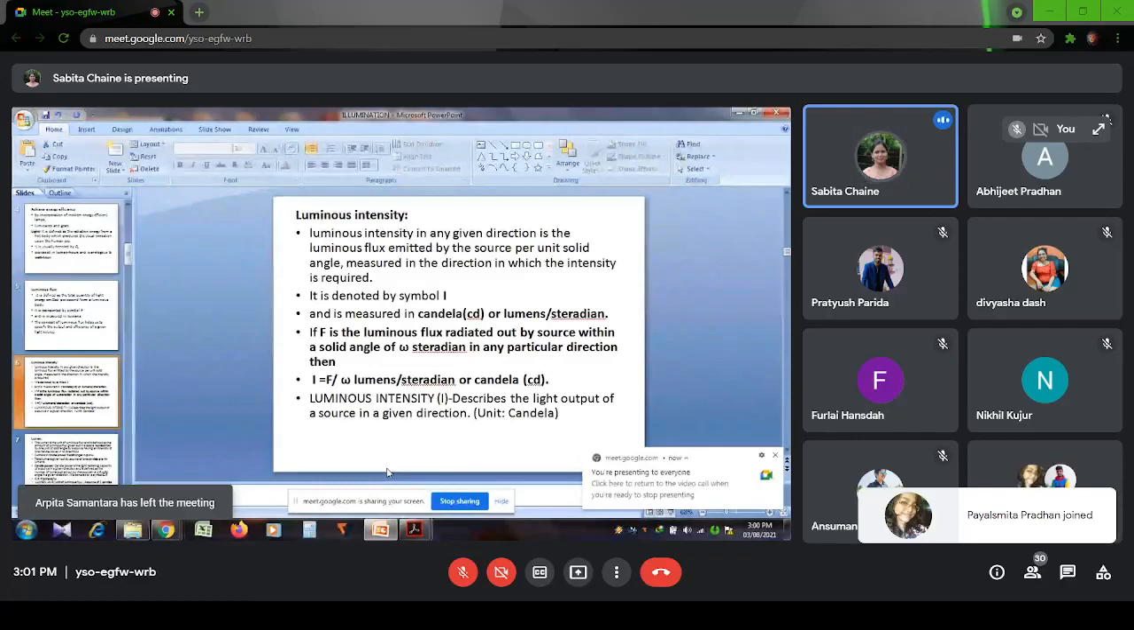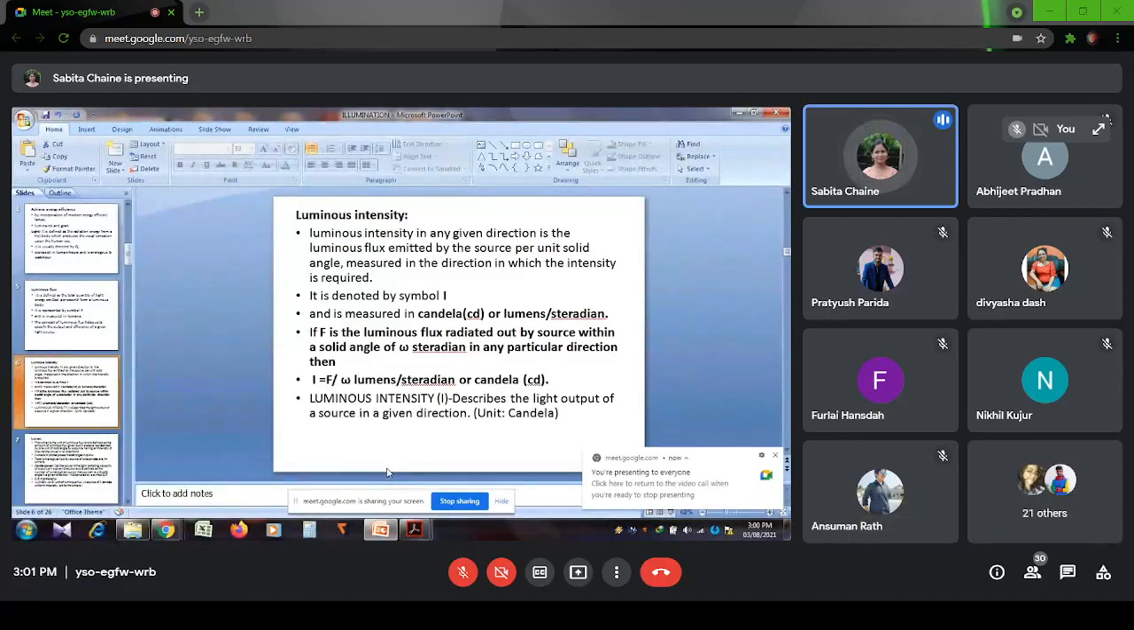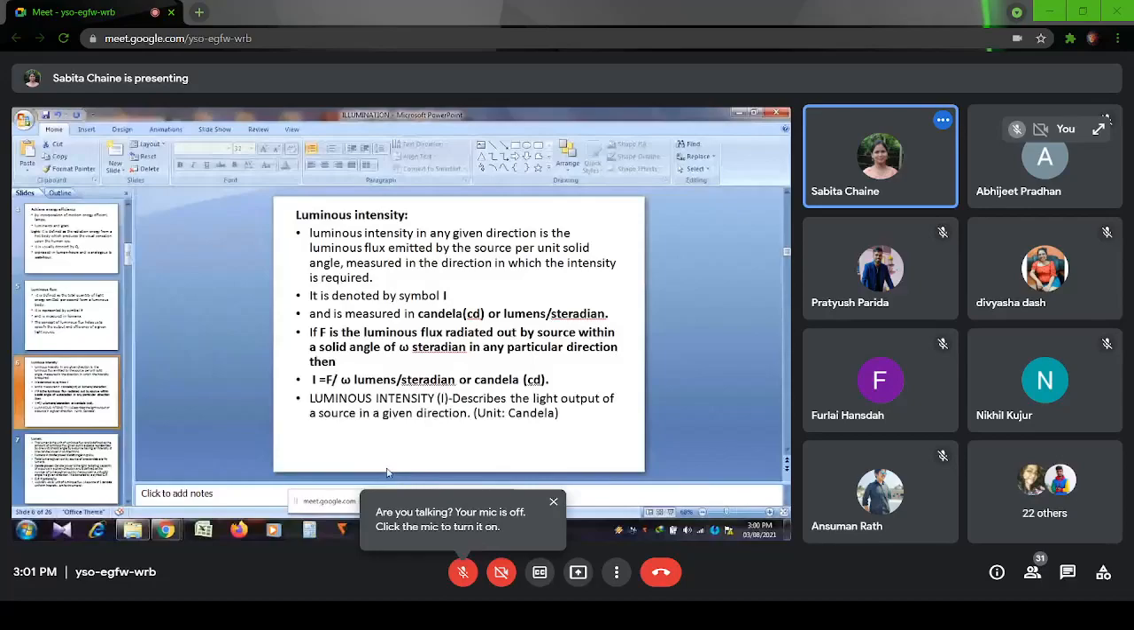So out of this term, you are familiar with luminous flux, and its unit is lumen. Then luminous intensity, and its unit is candela, or sometimes it is written as candela power, CP. Okay, then you define all these terms.